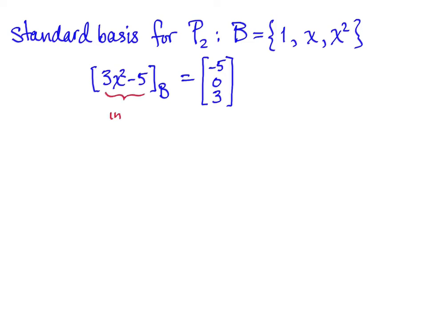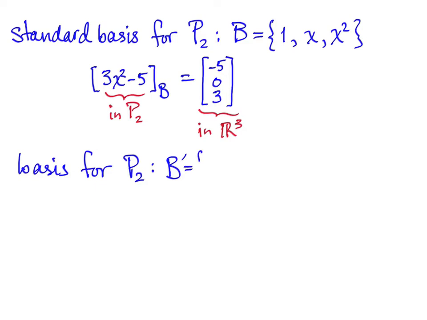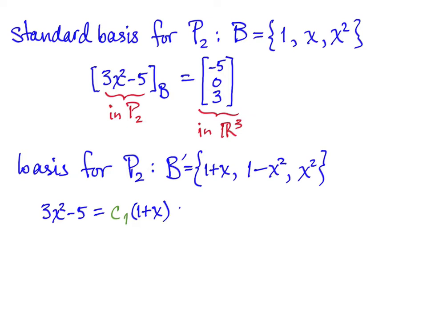Notice that here the polynomial 3x squared minus 5 is a polynomial in P2, but its coordinate vector relative to the standard basis is a vector in R3. What about if we consider this basis for P2? B prime consists of the polynomials 1 plus x, 1 minus x squared, and x squared. This is a basis. These are three linearly independent vectors in P2 that span P2. Let's try to find the coordinate vector for 3x squared minus 5 relative to this basis. So I'm going to write the linear combination C1 times the first polynomial plus C2 times the second plus C3 times the third. And all I have to do is solve for C1, C2, and C3.